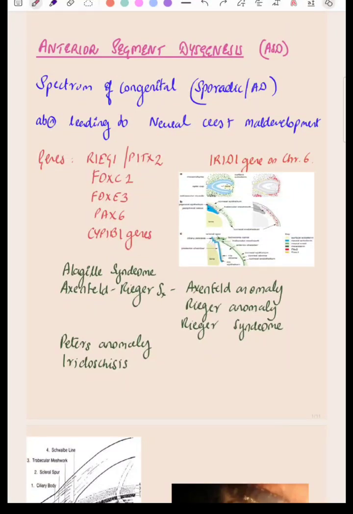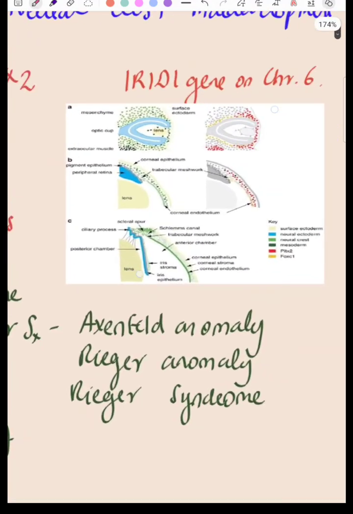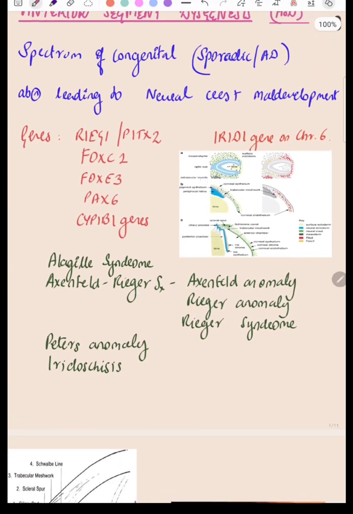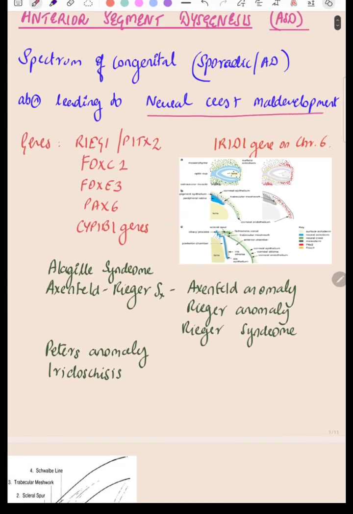Anterior segment dysgenesis is an inherited group of syndromes associated with abnormalities in the development of the anterior segment, that is, all the structures lying in front of the anterior vitreous face. The main pathophysiology here is the defective development of the neural crest.